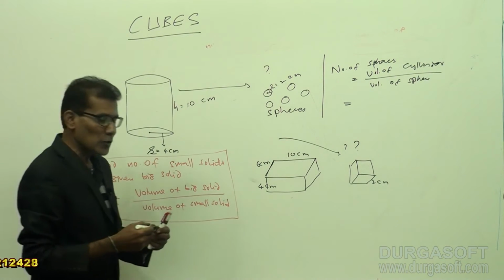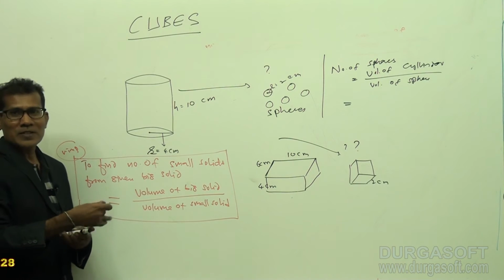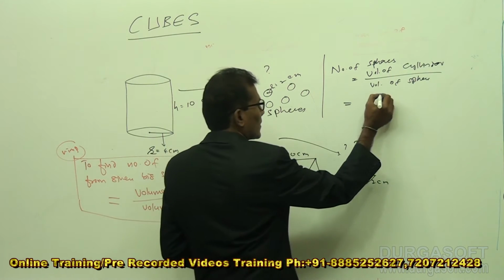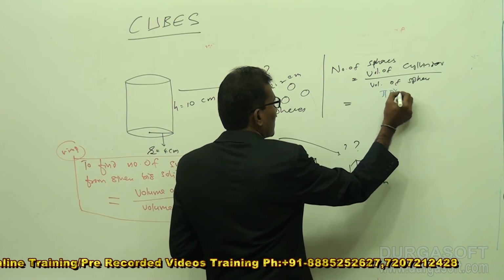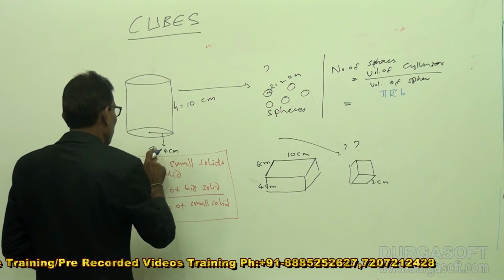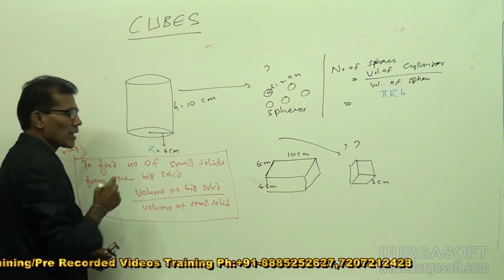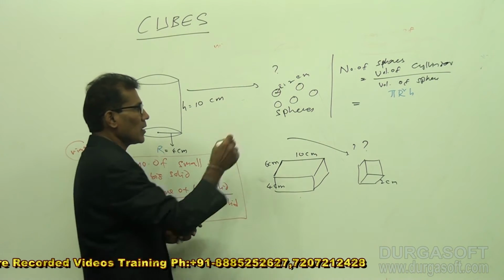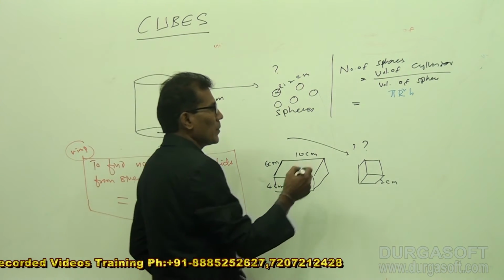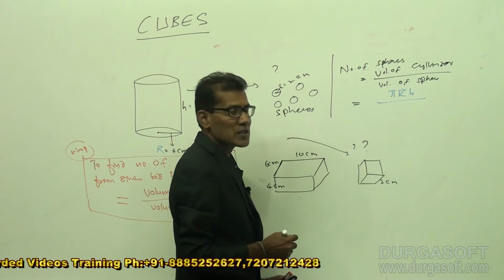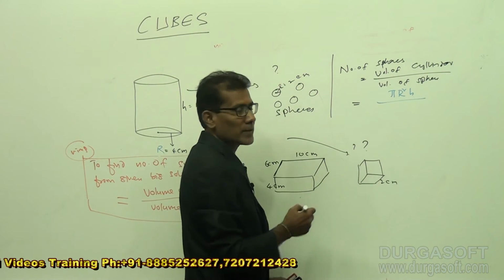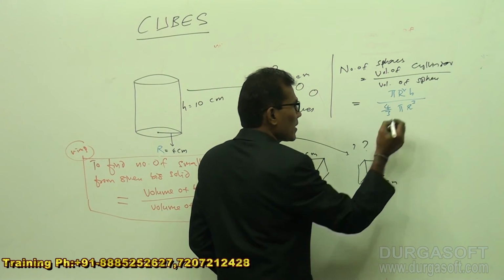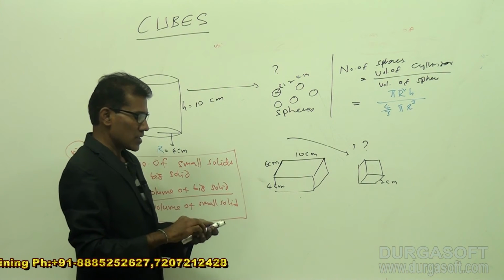Then what's the volume of the cylinder? Volume of the cylinder, in mensuration we learned, is going to be pi r square h. Here I am taking for the cylinder the radius as capital R. Capital R stands for the radius of the cylinder and small r stands for the radius of the sphere. Pi R square h divided by volume of the sphere. What is the volume of the sphere? It is 4 by 3 pi r cube. Here small r stands for the radius of the sphere.